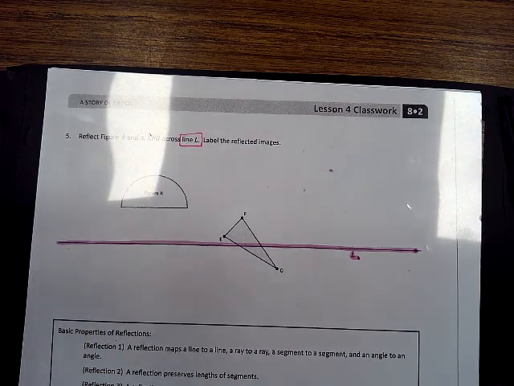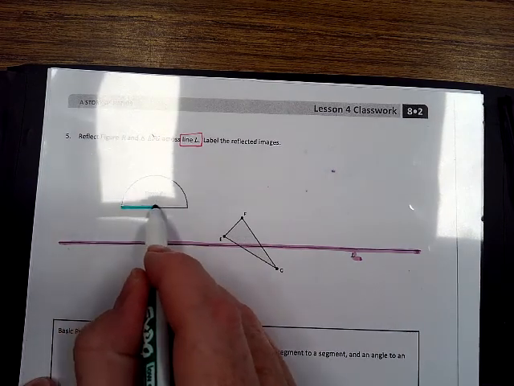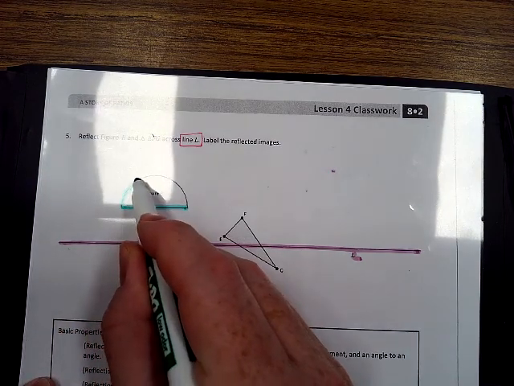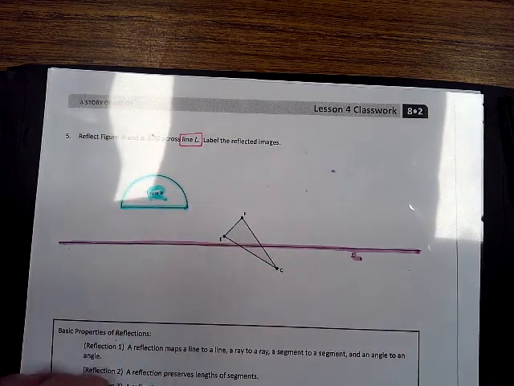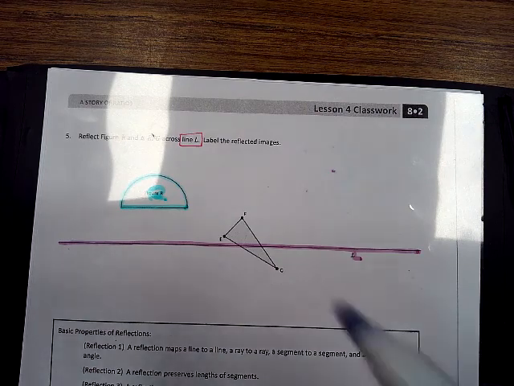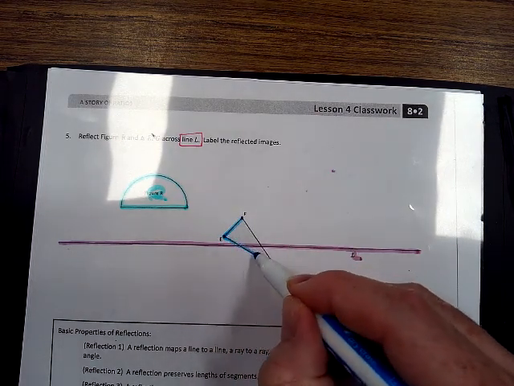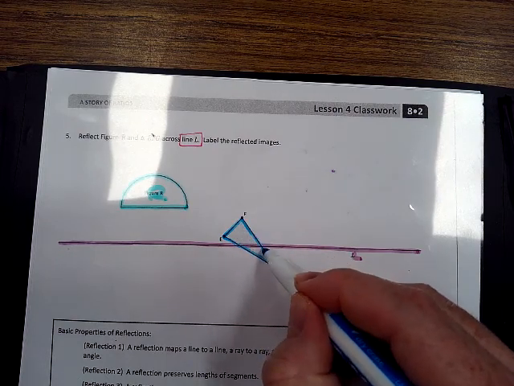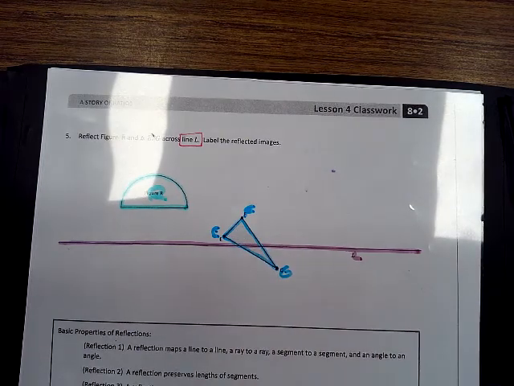And then I'm going to trace the figures that I am flipping. So I'm tracing figure R, which is this half circle. I'm just going to put R in the middle. And I'm reflecting triangle EFG. So I'm going to trace triangle EFG, and I'm going to label E, F, and G. Now we're ready to reflect over the line.